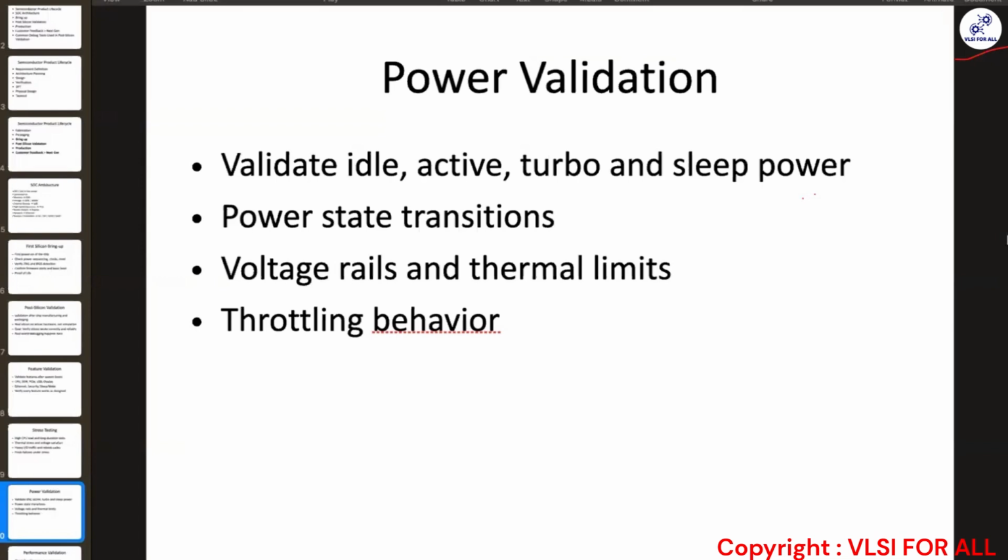There will be a cutoff number for a CPU. If your thermal numbers reach that particular limit, then it should throttle, basically it should cut off, and then it should come down to the normal state. So is that throttling behavior happening or not? If that is not happening, then your SOC will burn. Such tests you will do in the power validation.